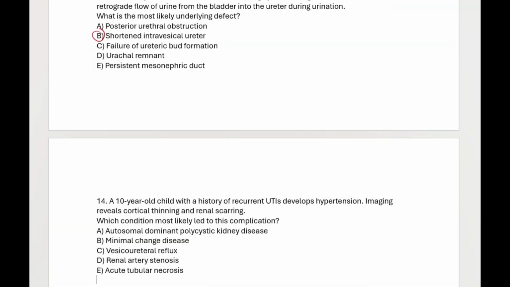A 10-year-old child with a history of recurrent UTIs develops hypertension. Imaging reveals cortical thinning and renal scarring. Which condition most likely leads to this complication? So what will cause recurrent UTI in somebody that is young? Very good. Vesicoureteral reflux. And then because of the recurrent UTI, it appears that this patient has developed what? Scarring from those recurrent urinary tract infections. So the best answer there will be C.